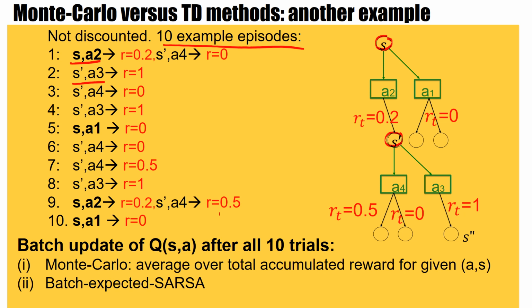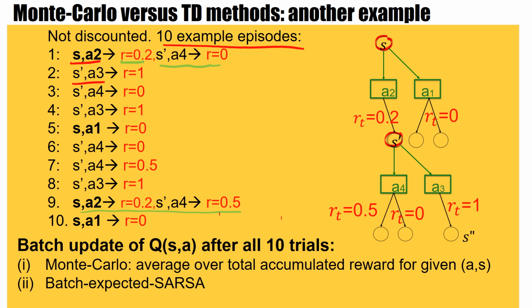Then S prime, action A4, then in trial 5, episode 5, you start again in state S, and in trials 9 and 10, you also start in S. So in total, you have played 10 trials, and in each trial, you get your immediate returns, and then you get the returns that follow. So if you play here action A2, you make a 0.2, but then you land in S prime and you get another return. And same thing here as well.